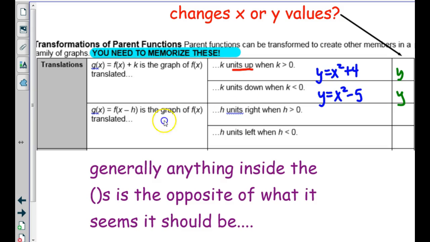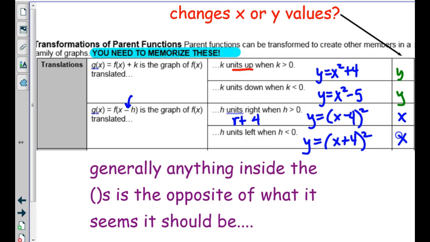All right. When you have this, it says if h is greater than 0, it goes to the right. But the issue is that it's the opposite, right? So if it says x minus 4, it's actually going to the right 4 because it started out with a minus in here. So it's the opposite. It's to the right 4, which would change which values? If you just move everything to the right, it's going to change x values. Okay, can anyone give me an example of moving to the left? Okay. And again, that would change x values.